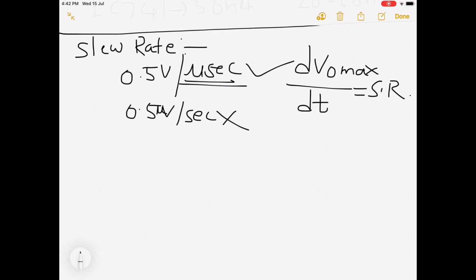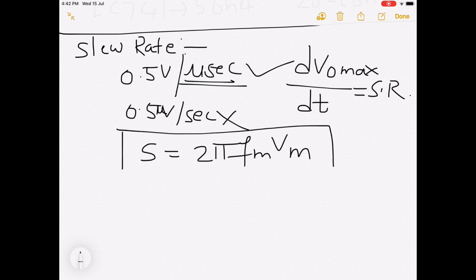Also, there is one formula for slew rate. S is equal to 2 pi Fm Vm. Fm is the maximum frequency and Vm is the maximum voltage. This formula is very important for calculation of slew rate and for solving sums on slew rate problems.